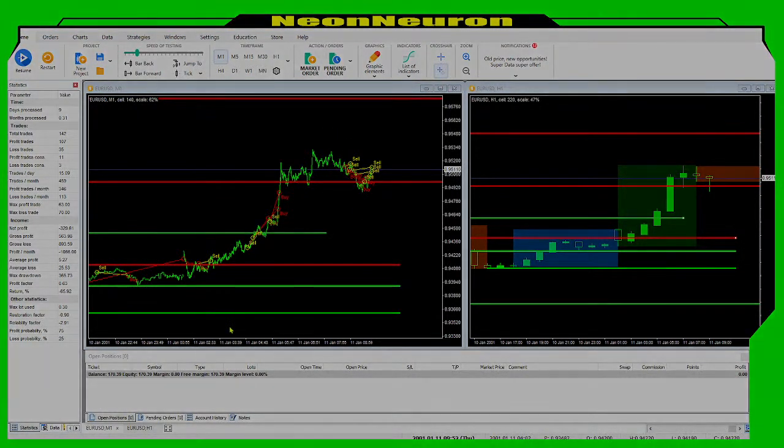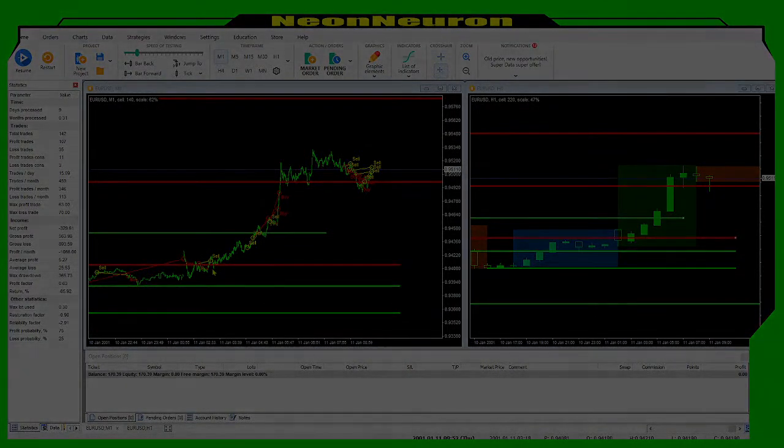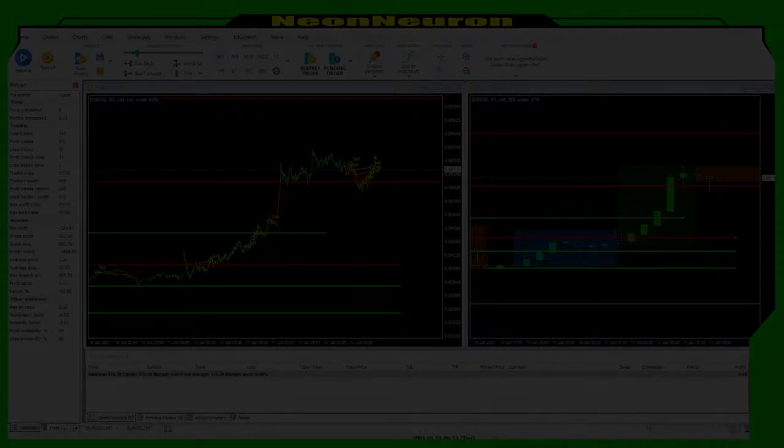It's so crazy. You just have to get good at being able to switch gears. That's all it is. Look at all these profitable trades right here.